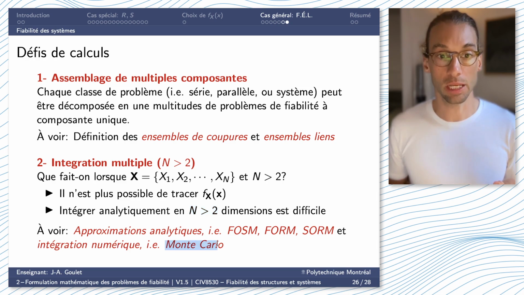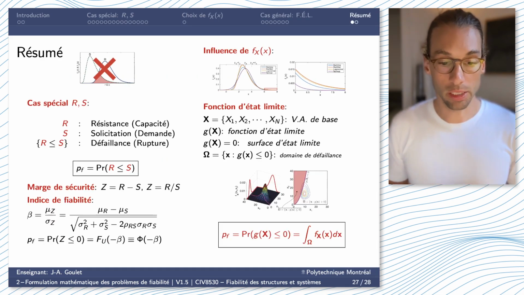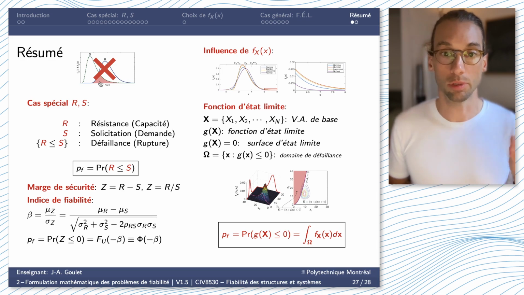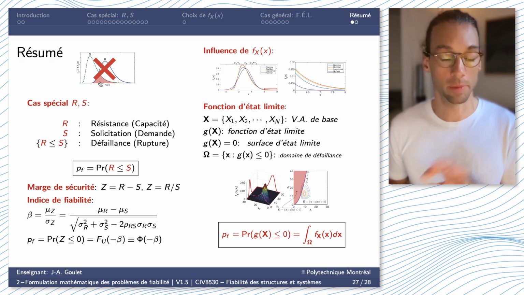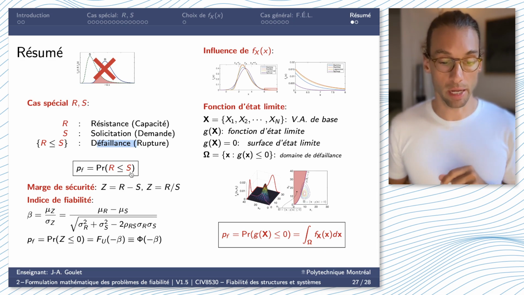So the next thing we're going to see is how we can do this with Monte Carlo integration. So in summary, if you see a representation like this, with this area represented as the probability of failure, you can see that this is a misleading one. In the special case where we directly represent R and S as random variables, R is the resistance and S is the solicitation, and the cases where R is less than or equal to S represent my failure domain. So in general, the probability of failure can be described as the probability that my resistance is less than or equal to my solicitation.